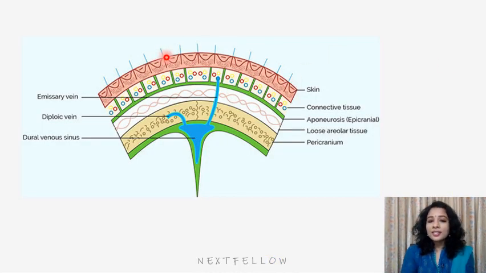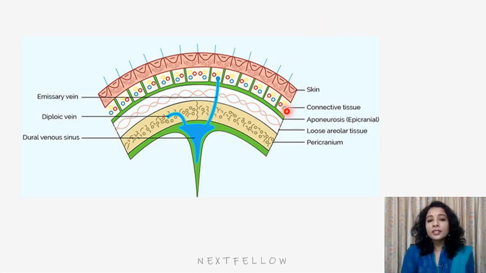So now let us understand the layers of scalp. The term scalp itself stands as an abbreviation for its layers. So S stands for the skin, C for connective tissue, A for aponeurosis, L for loose areolar tissue, and P for pericranium. So the skin of the scalp, you can see the skin here.